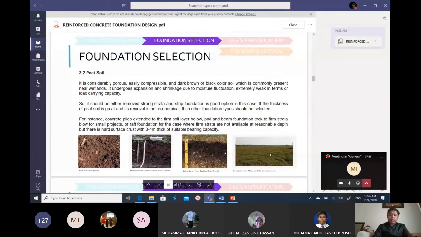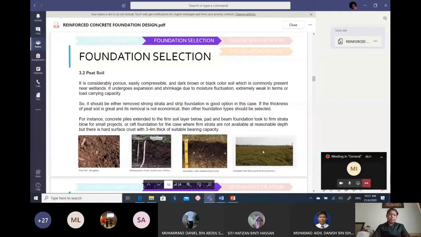If we look here, the plants growing on top of this peat soil are very much like bush, not big trees such as a forest and so on. Because the soil is very loose and very porous, with very low soil bearing capacity, either the weak soil should be removed to a strong stratum, and strip foundation is a good option in this case.